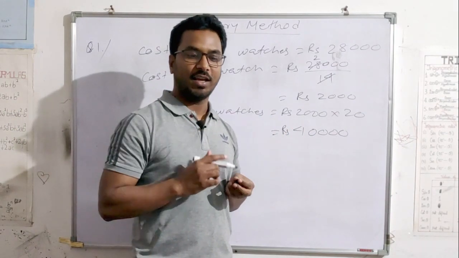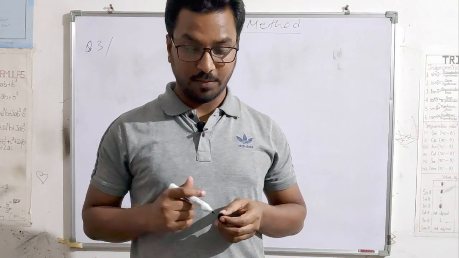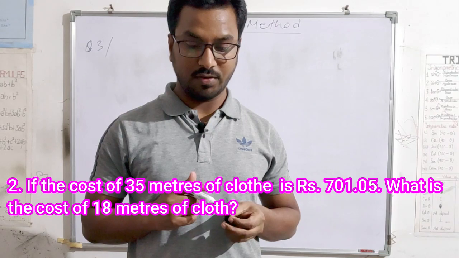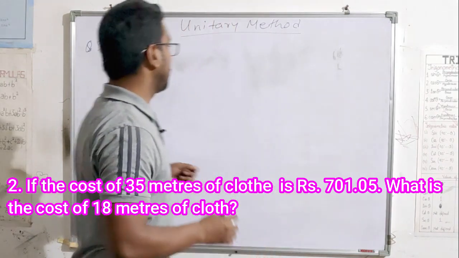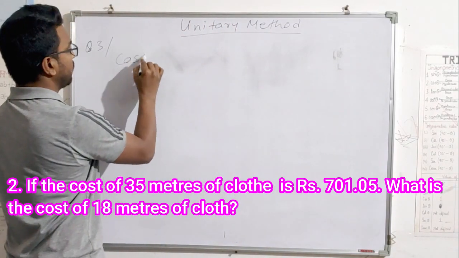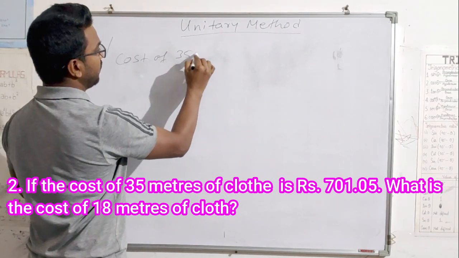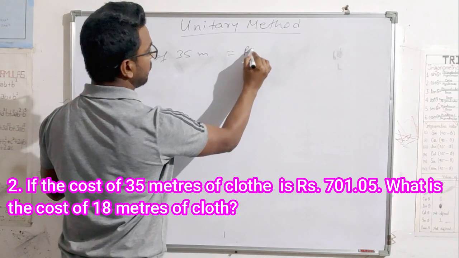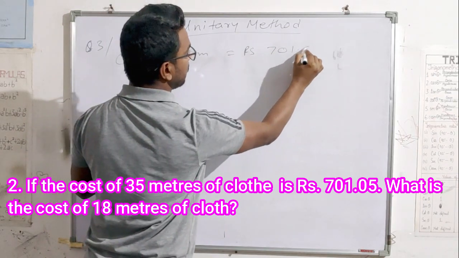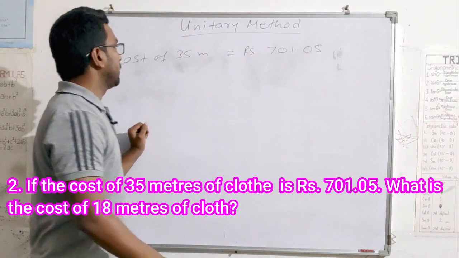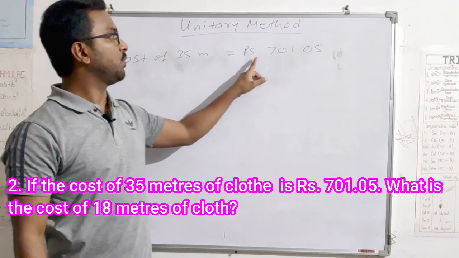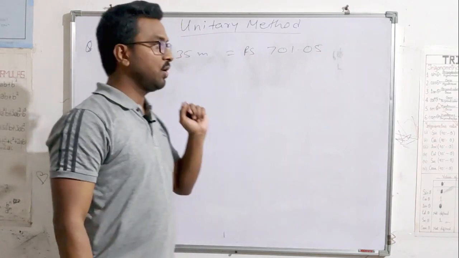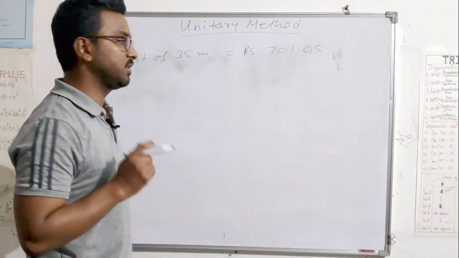Okay, we'll see the next question. The next question is: if the cost of 35 meters of cloth is rupees 701.05, find the cost of 18 meters. So the cost of 35 meters is rupees 701.05. Okay, so we have to find the cost of 1 meter first.